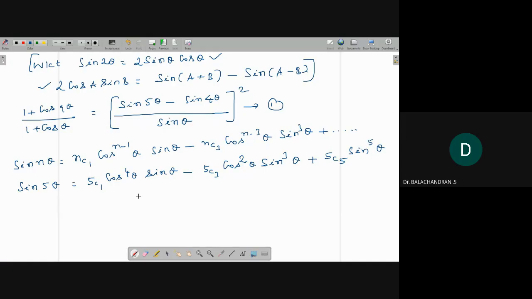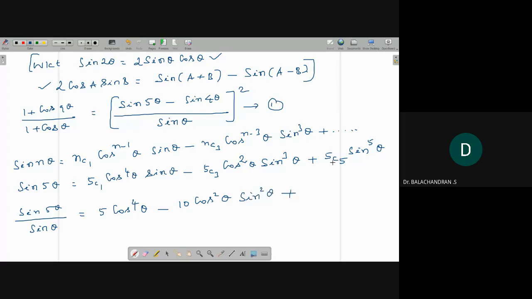Now I need sin 5 theta divided by sin theta, so I'm going to divide by sin theta. You get 5, since 5C1 is 5, cos power 4 theta, minus 5C3, which is 10, cos square theta, sin square theta, because sin theta will cancel one power.